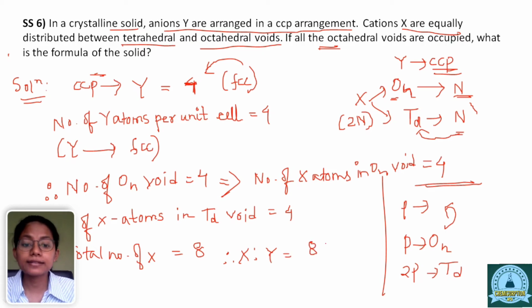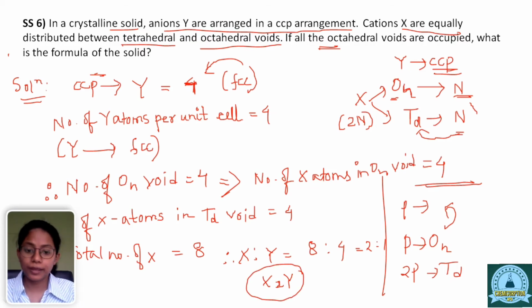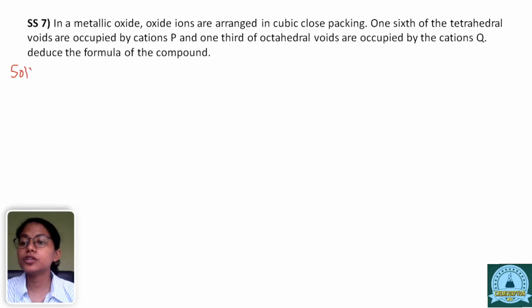Therefore X to Y is equal to 8X, then 4, which is 2 is to 1. Therefore, the formula is X2Y. The formula would be X2Y. Now moving to this problem.